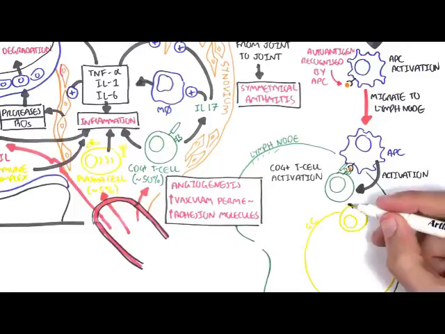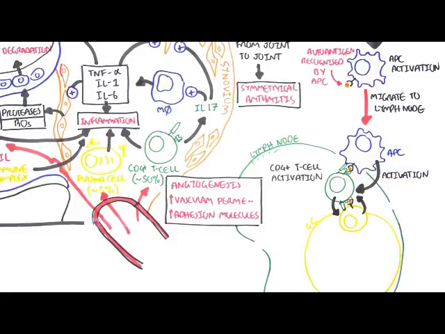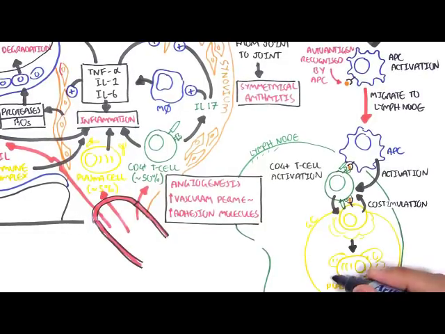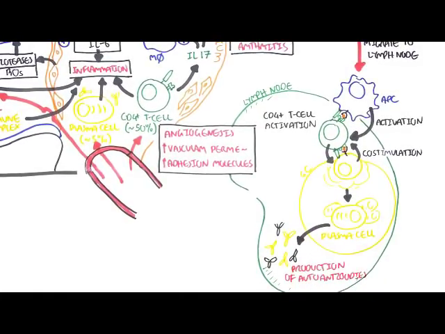And when the CD4 T cell is activated, it can then activate B cells in the germinal center, and this can be through co-stimulation. When the B cells are activated, they will begin to proliferate, they will begin to class switch, and they will become plasma cells. Then plasma cells will produce autoantibodies. They will produce the antibodies against your own antigen, essentially.